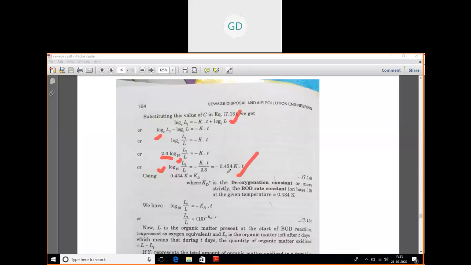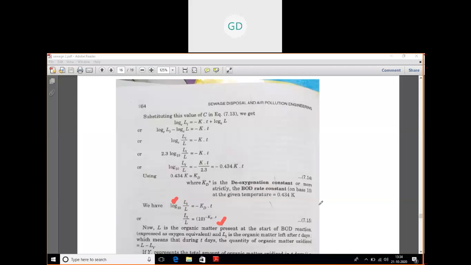This 0.434k, they have taken it as kd. This kd is also known as the deoxygenation constant, or you can also say the BOD rate constant. So now you write this 0.434k as your kd. If you write again log base 10 of LT over L is equal to, in place of this, minus kd into T. Now you take this logarithm to this side, so it will be 10 to the power minus something. Finally you will get this equation.